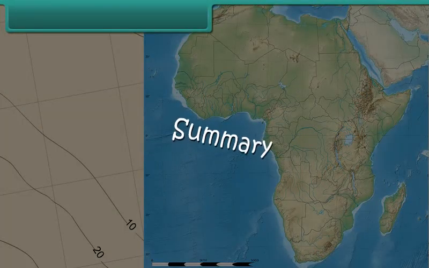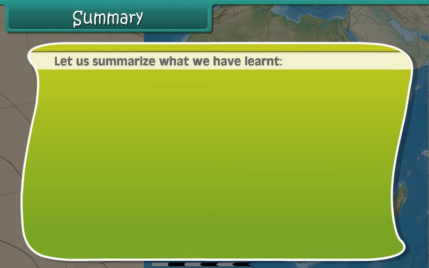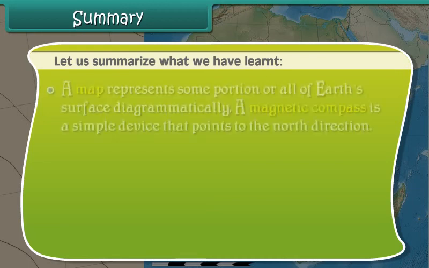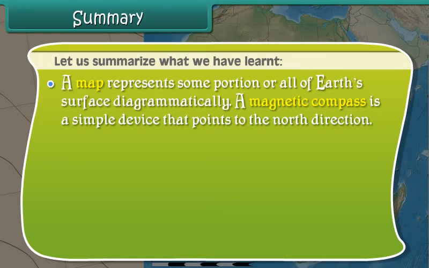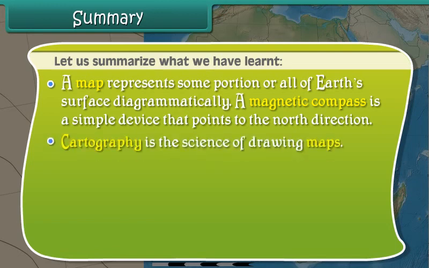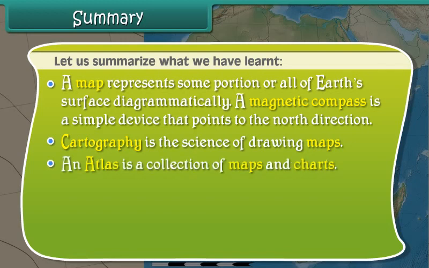Summary. Let us summarize what we have learned. A map represents some portion or all of Earth's surface diagrammatically. A magnetic compass is a simple device that points to the north direction. Cartography is the science of drawing maps. An atlas is a collection of maps and charts.